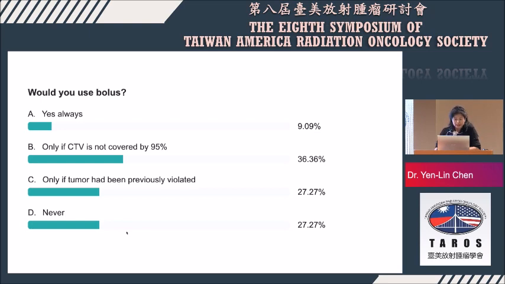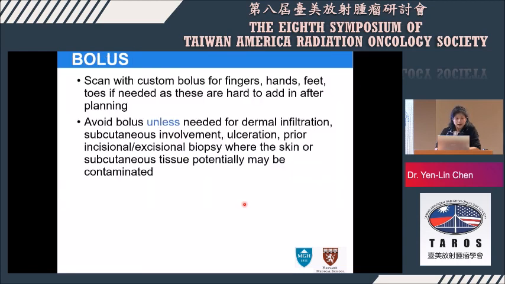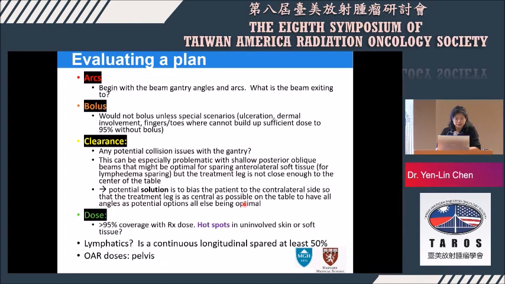All right, so in the guideline, the routine use of bolus is not recommended unless the clinical target includes the subcutaneous tissue or skin, dermal involvement, ulceration, et cetera. The exception is in the fingers and hands that I mentioned before, where it would be hard to add on, and you anticipate needing more for buildup, and again, be very judicious in use of that. So you want to anticipate all that right from the get-go.